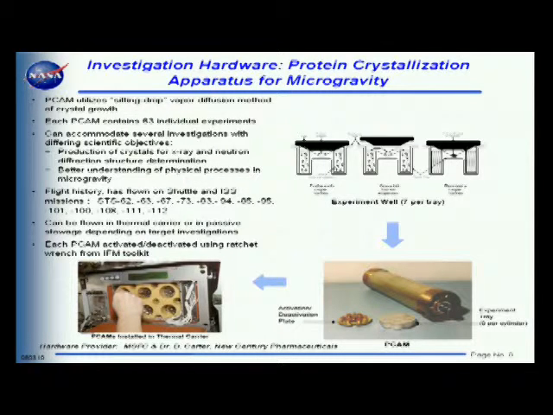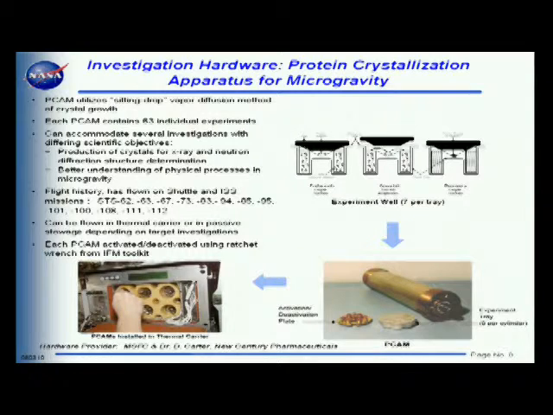63 individual experiments per cylinder. And these have been flown both in ambient and under thermal control. The sample well ranges in size from 5 microliters to 40 microliters, and that's surrounded by a wicking material that contains about 500 microliters of your precipitant solution.